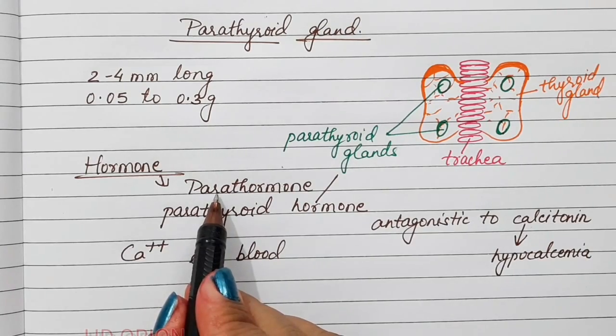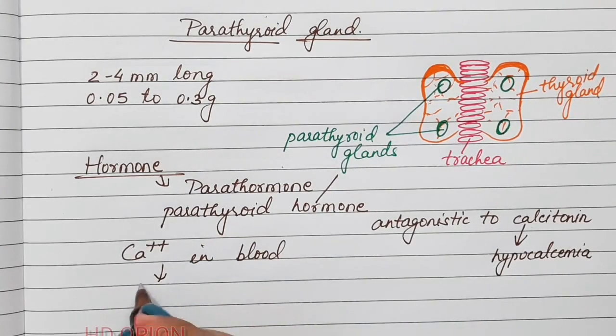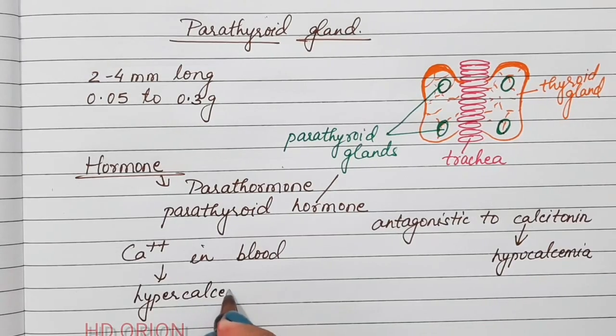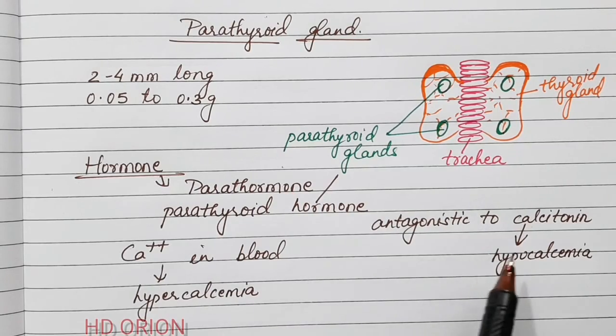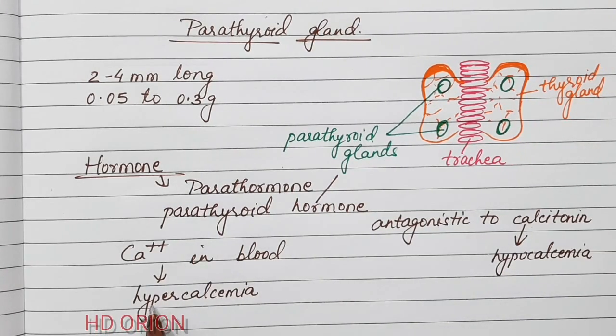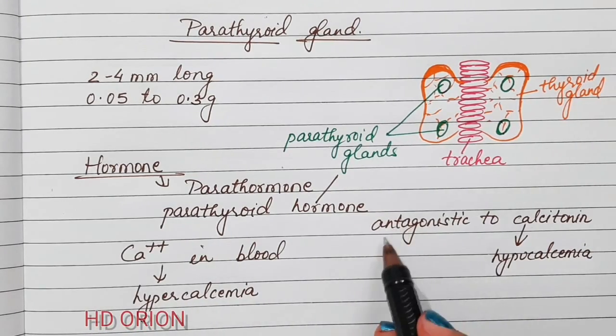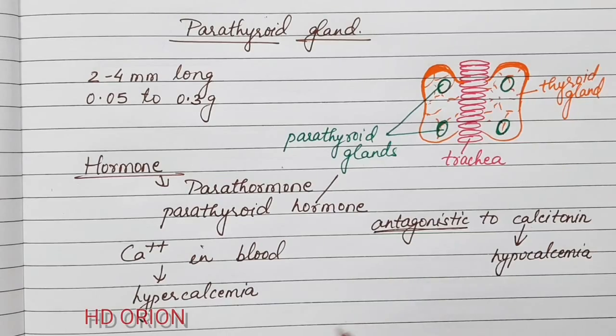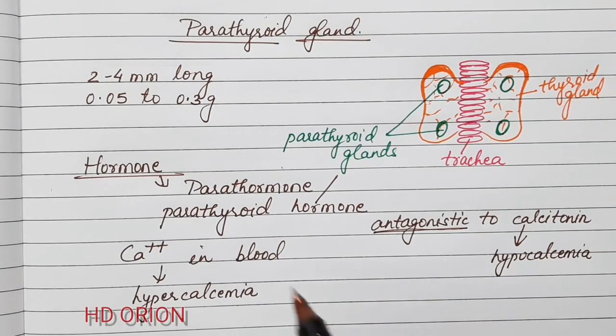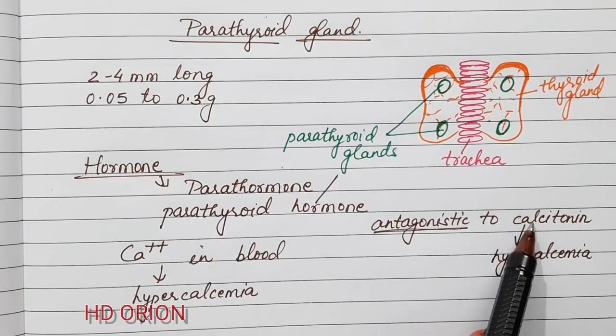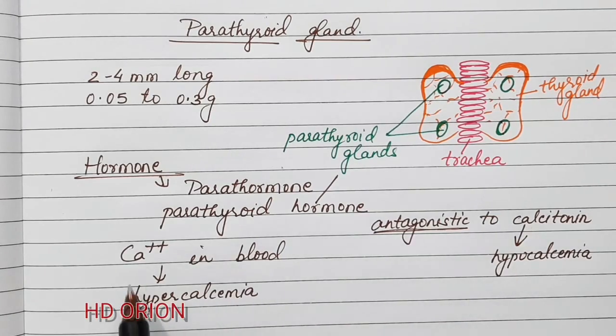But parathormone increases the calcium level, so we call it hypercalcemia. So they both are antagonistic. Since calcitonin is decreasing the blood calcium level and parathormone is increasing the blood calcium level, the function is just the opposite, so we call such function antagonistic. So parathormone and calcitonin both regulate the level of calcium in the blood.